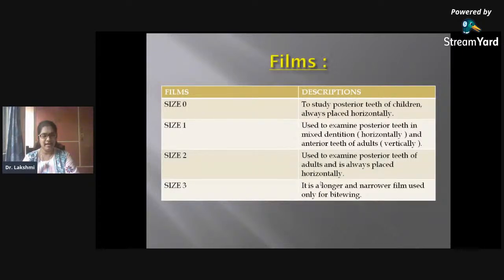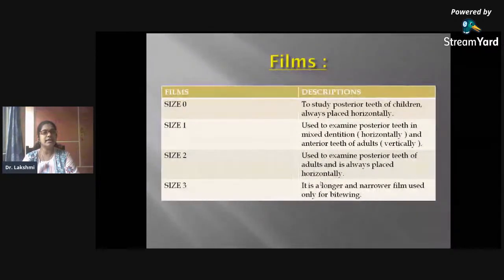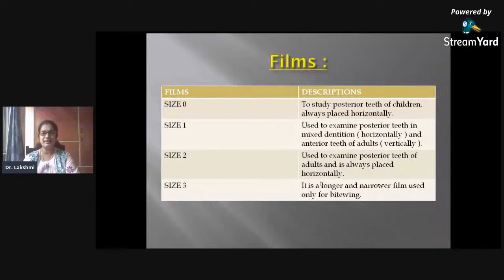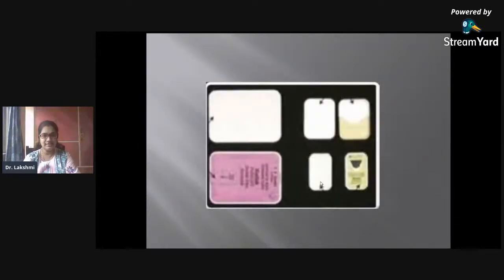Okay, so there are different films also. In this table, I have written the size of the film and the description, the function, what exactly it is serving. Size 0 film is used to study posterior teeth of children, and is always placed horizontally. Size 1 is used to examine teeth in mixed dentition horizontally, and anterior teeth of adults, which we place vertically. Size 2 is used to examine posterior teeth of adults and is always placed horizontally. Then size 3 is a longer and narrower film which is used only for bite wing radiographs. They look like this, the different sizes, that is 0, 1, 2, 3, 4.